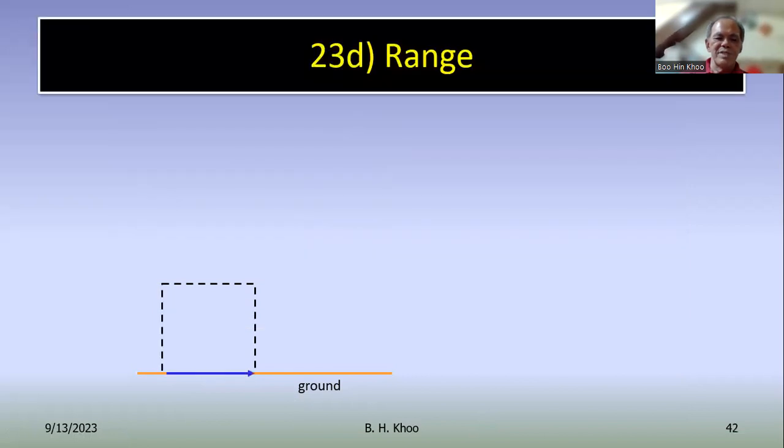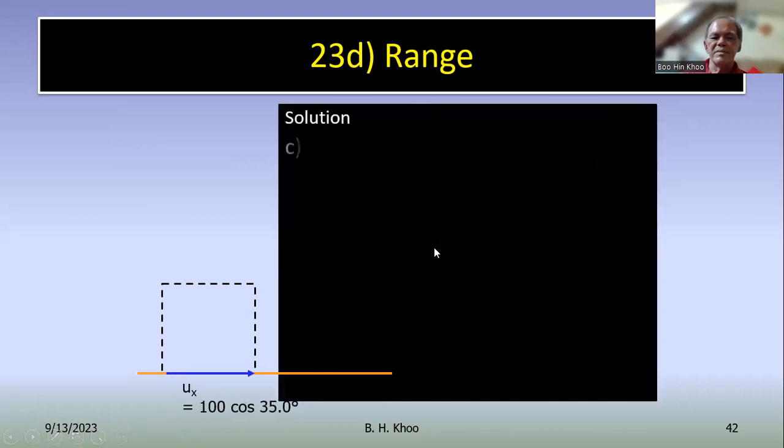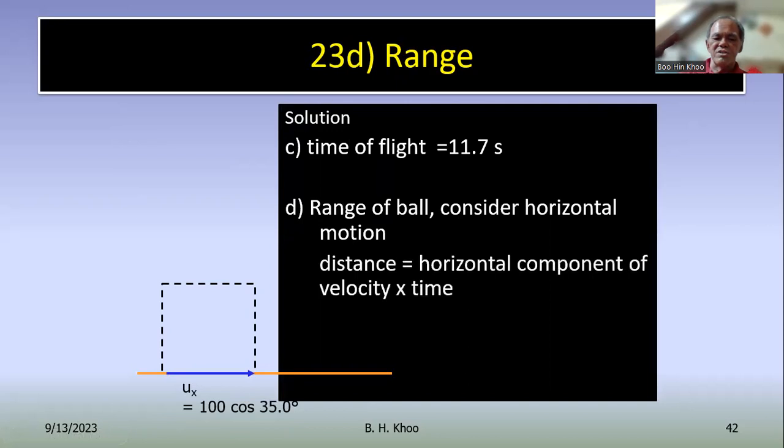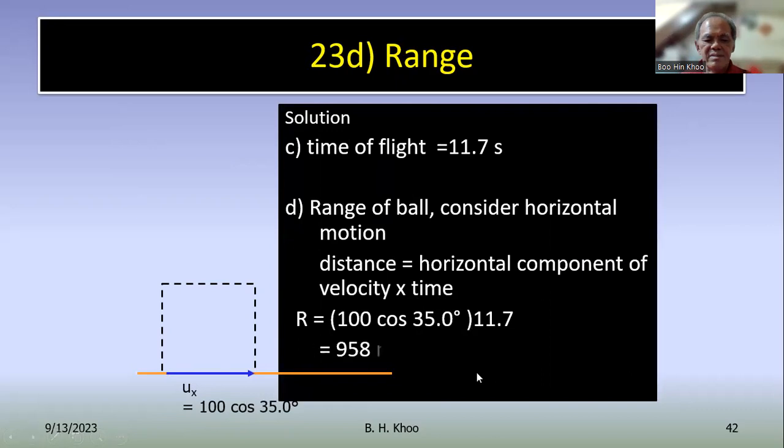Range. How to calculate the range? Remember, for range we only consider horizontal motion. That's the horizontal component of velocity. Time of flight we have calculated earlier. Range of ball, consider horizontal motion. Distance is horizontal component of velocity times time. Remember this is uniform velocity. So that is this one, that is the time of flight. Using calculator, 958 meters.